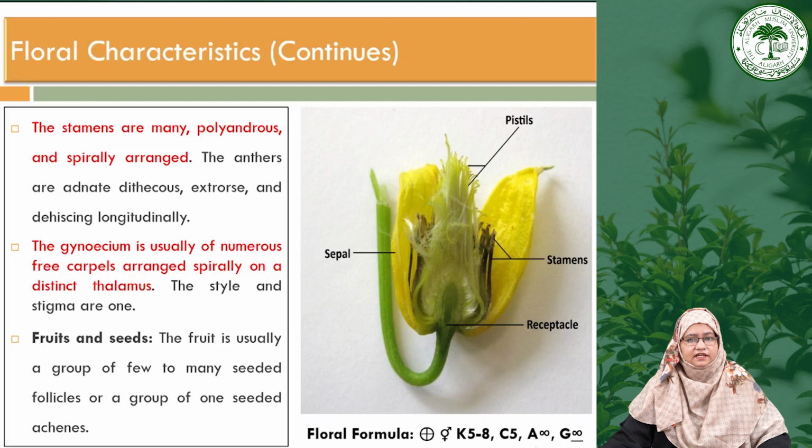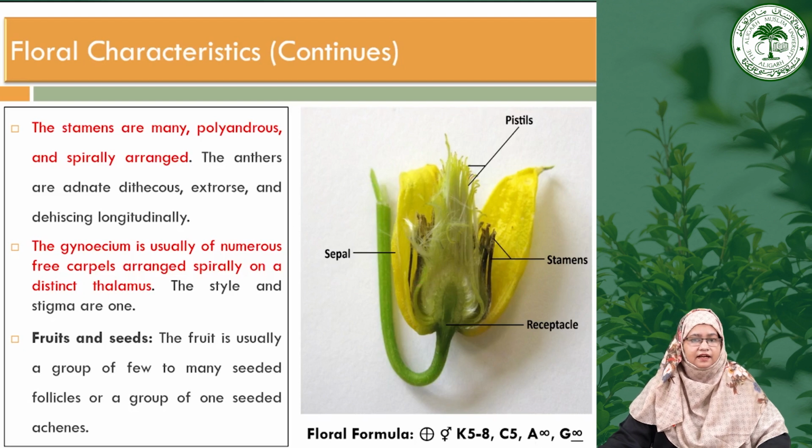Now moving towards the next feature, that is the gynoecium, which typically consists of many free carpels arranged on a distinct thalamus. As we can see here, this is a thalamus, or we can say receptacle, which is elongated, in which stamens and gynoecium are arranged spirally. And each carpel has a single style and stigma, which simplifies the fertilization.